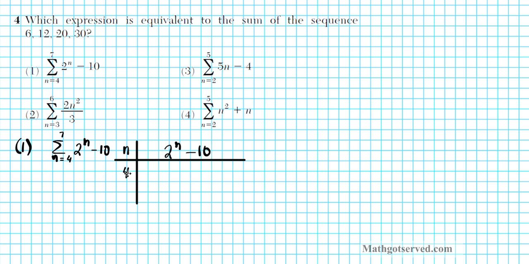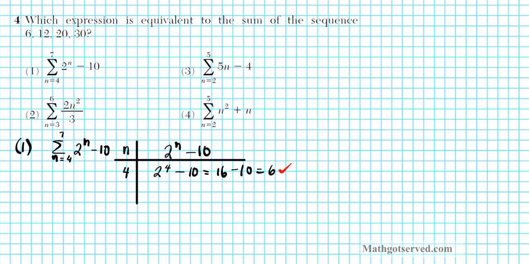What do we do with 4? We plug 4 into n here. So we're going to have 2 to the 4th power minus 10. 2 to the 4th power is 4 times 4, which is 16. 16 minus 10 is equal to 6. Is that the first number that we have here? The answer is yes, so that's good.